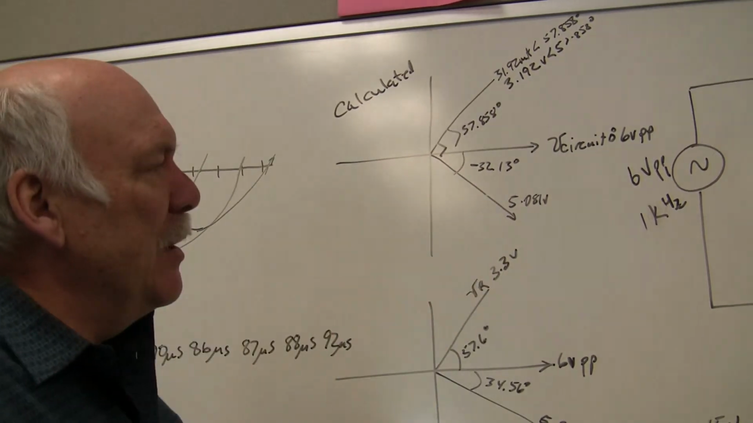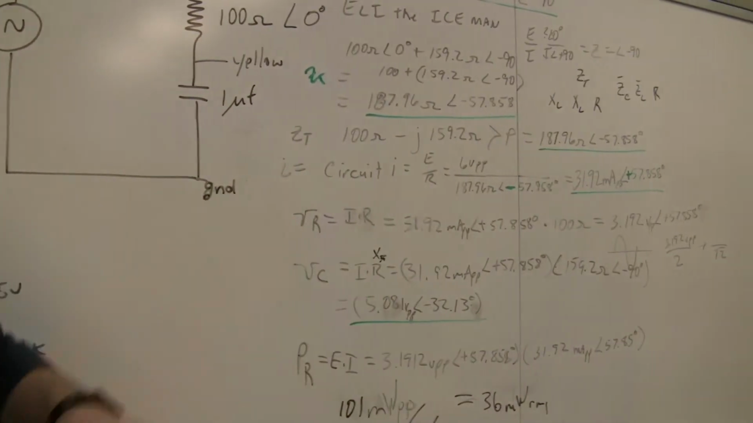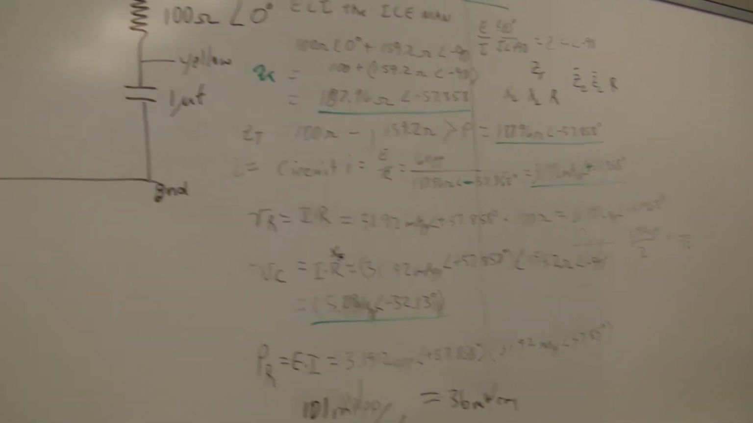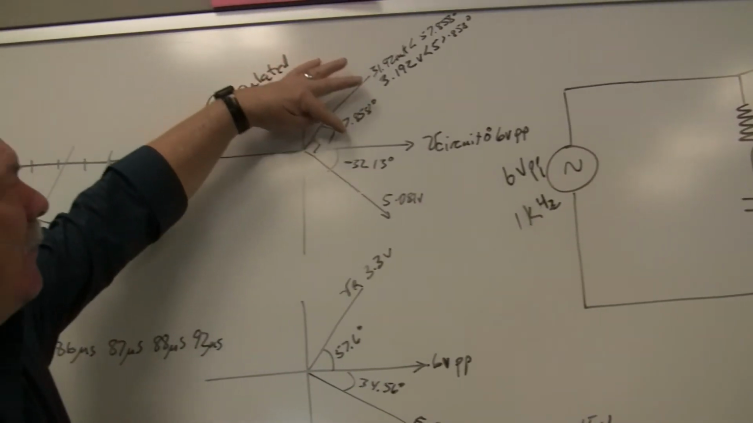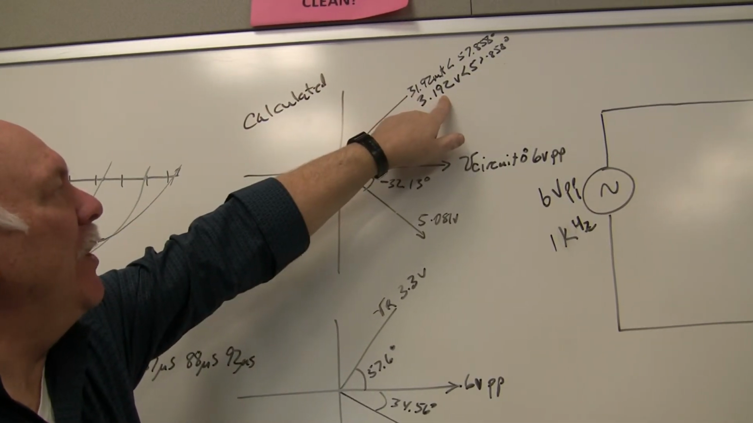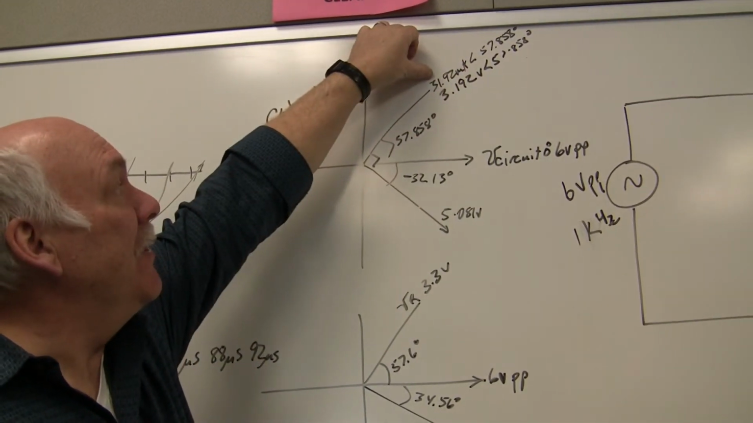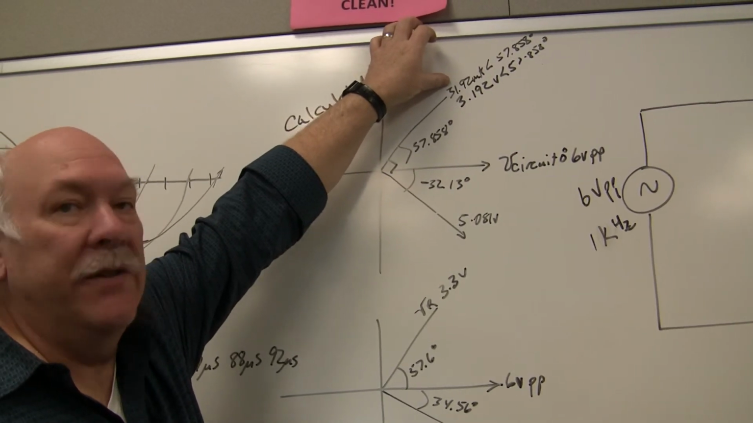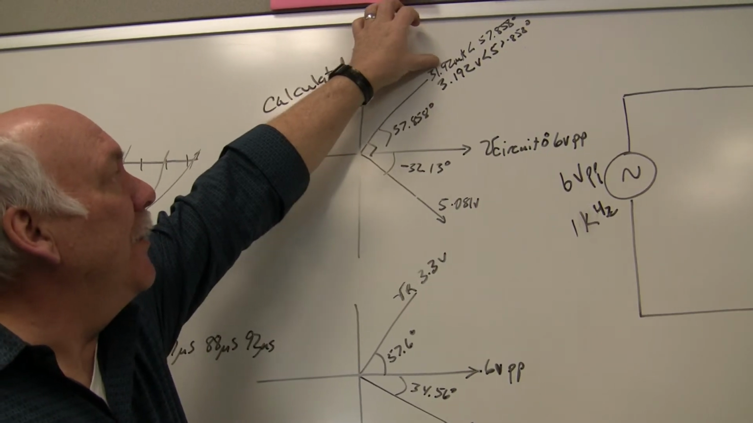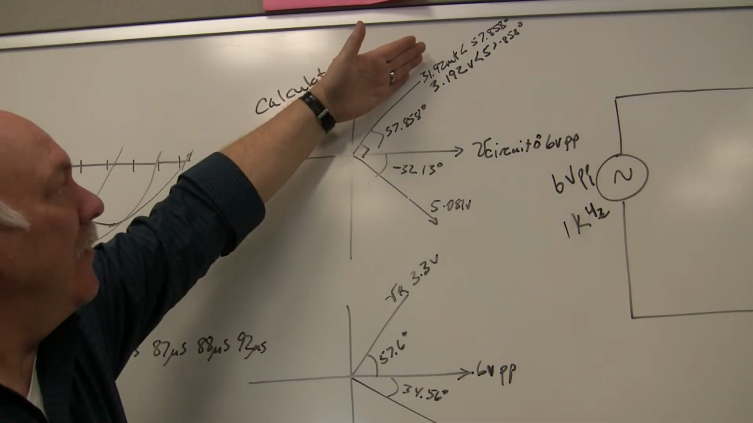Okay, so I got voltage across the resistor, which came up to 3.192 volts at 57.858 degrees. So 57.858 degrees, it's a positive. It was also the same phase as the current through that resistor, since there's no phase shift there, of 31.92 milliamps at an angle of 57.858 degrees. So I'm just going to plot that right here.